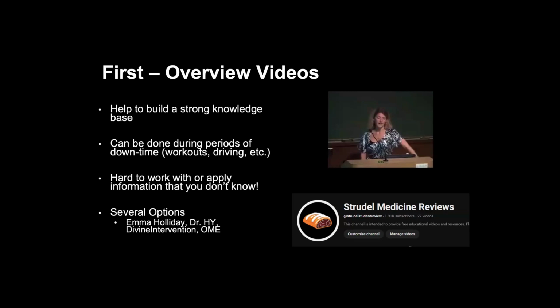It's hard to work with or apply any information that you don't know, because that's what Step 2 is: application of information. And if you're not aware of the foundational things or what your options even are, it's hard to apply that and work with it according to how they ask you.